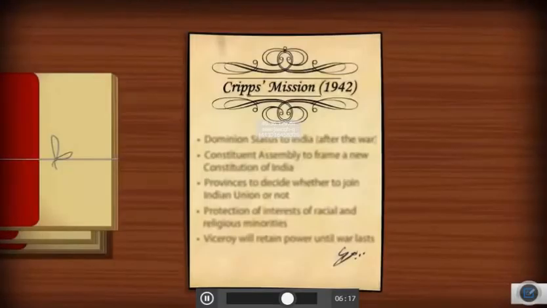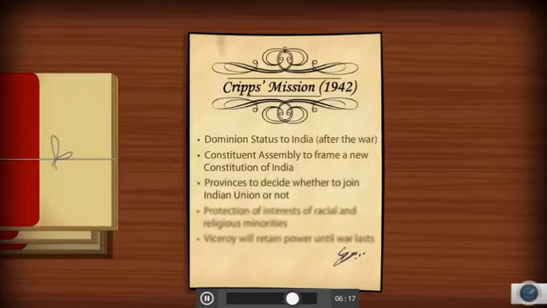The main terms of his proposal were: Dominion status would be given to India after the war. A constituent assembly consisting of members of lower houses of the Indian legislature would be established to draft a new constitution of India. The provinces would be free to either join the Indian Union or formulate their own constitutions. The interests of racial and religious minorities would be protected. The Viceroy of India would retain power during the war and would be responsible for the defense of the country.